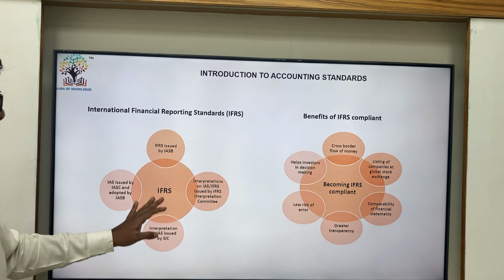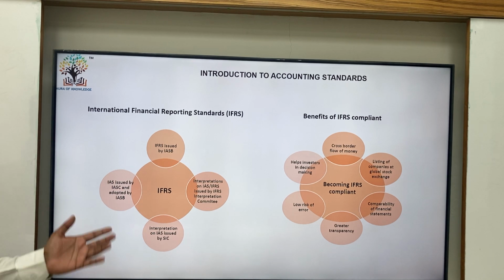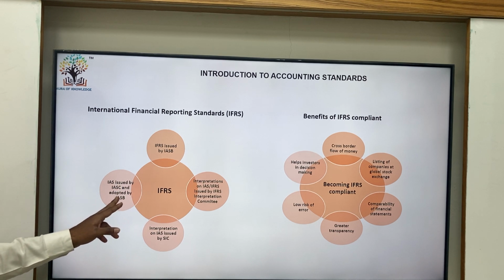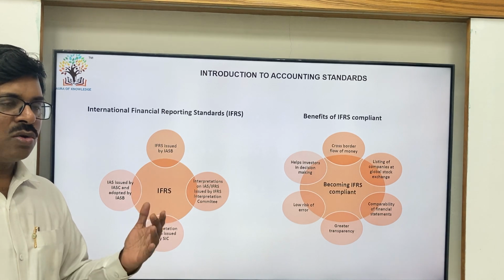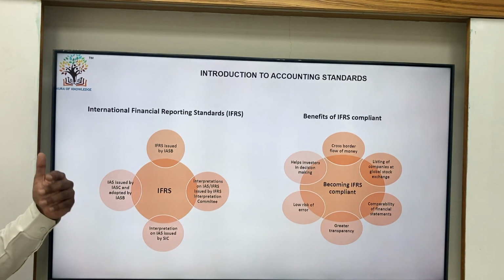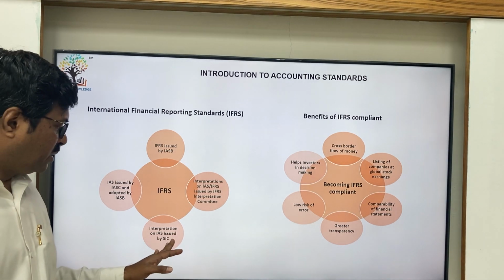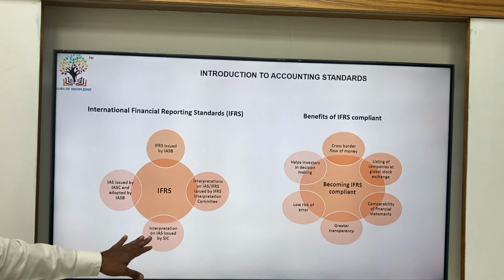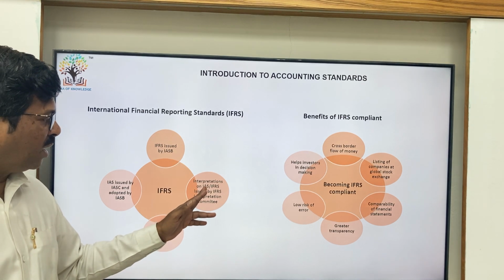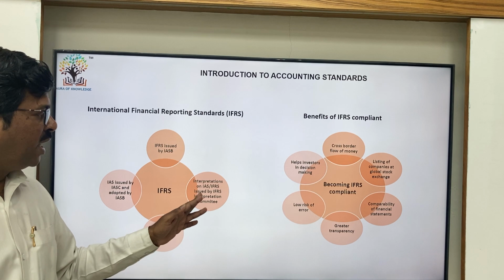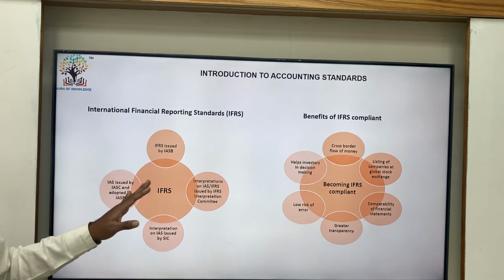Now, how IFRS standards are issued: IFRS are issued by the IASB, the International Accounting Standards Board, which we have discussed already, and IAS were issued by the IASC and adopted by the IASB. As I told you earlier, the accounting standards issued by the International Accounting Standards Committee till 2001 have been adopted by the IASB. And the interpretations of International Accounting Standards, issued by the interpretations committee, and interpretations of International Financial Reporting Standards issued by the IFRS Interpretation Committee, have also been made part of the IFRS standards.